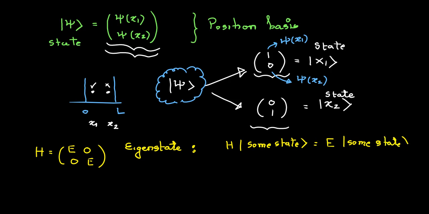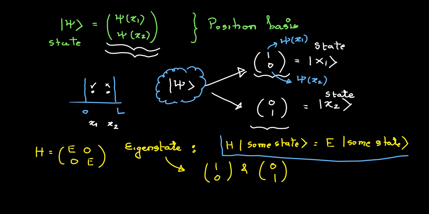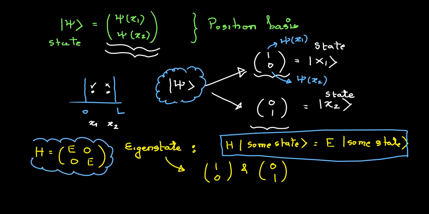So let's see what kind of state can satisfy them, and these states are the eigenstates. It can be easily seen that states like 1 0 and 0 1 satisfy the above criteria that I just talked about. So what you can see is the state 1 0 and 0 1 are also the eigenstates of the Hamiltonian that describes our system.